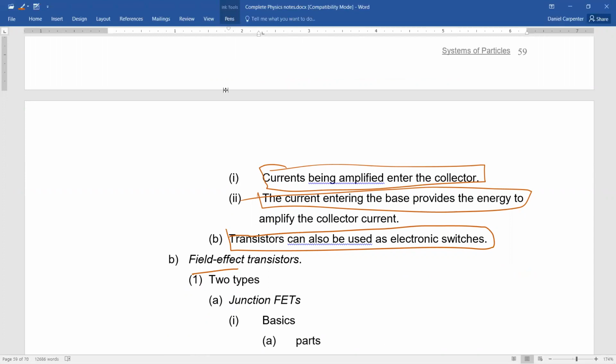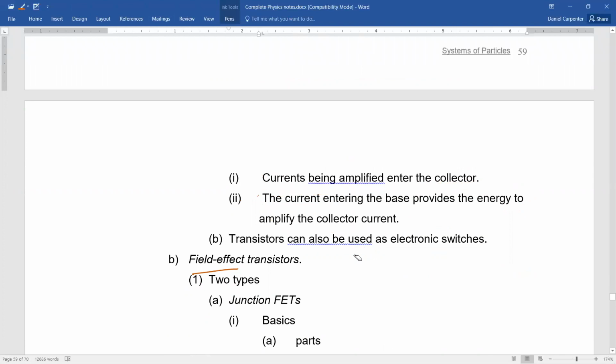Now, notice that these use a current. The bipolar transistors use a current. A small current can then result in a large current, but they have to have that small current. So that's wasteful if we are using the small current to produce large current. It's not as wasteful as it could be, but it's still wasteful.